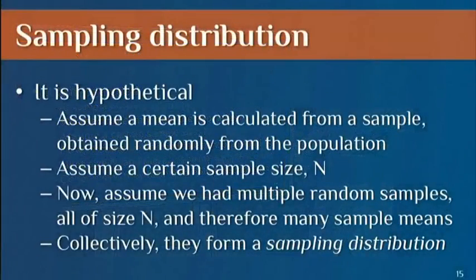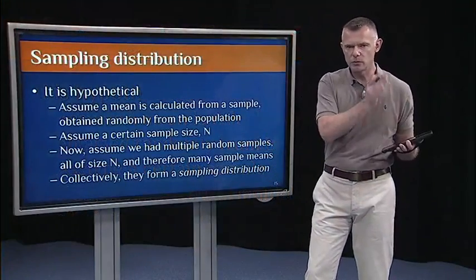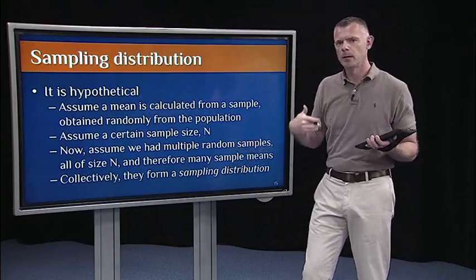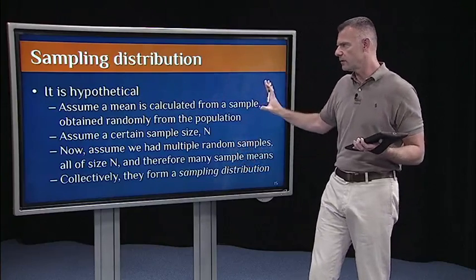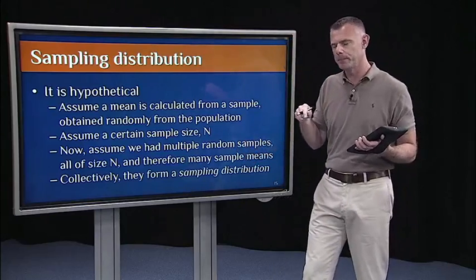So it's hypothetical. So let's assume that I get a mean calculated from a sample, and that sample is obtained randomly from the population. And let's assume a certain sample size, n. Now, again, assume I do that over and over and over again. I get multiple samples. Again, we don't do this in practice. We do one sample, we calculate our statistics, we try to make inferences about the population. But for the sake of this segment and understanding the idea of sampling distribution, imagine that we do that.